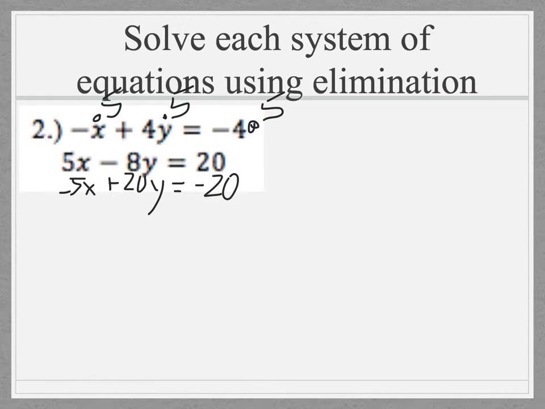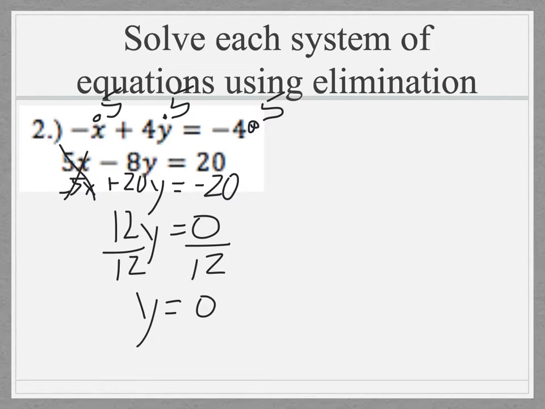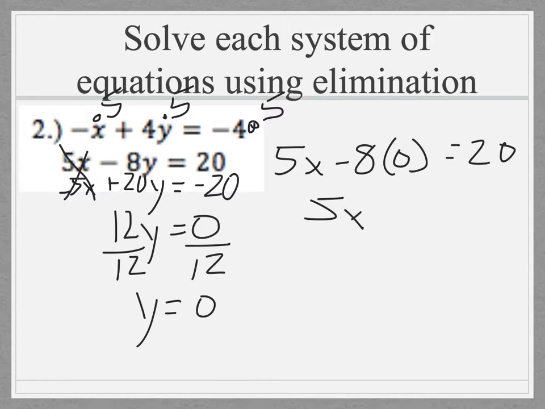Now I can add vertically, since I have a 5x and a -5x. That adds up to 0. Then I add the next one, which is going to be 12y equals 0. I'm going to divide both sides by 12, and we're going to have y equals 0, because 0 divided by 12 is 0. So now I'm going to plug that back into the bottom equation. So I'm going to have 5x minus 8 times 0 equals 20. Well, 8 times 0 is 0, so that's 5x equals 20. So x equals 4. So the point is (4, 0).